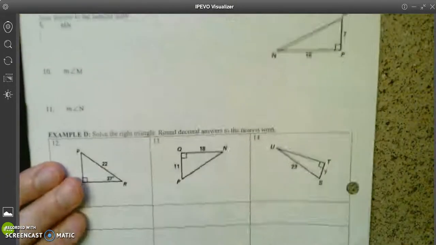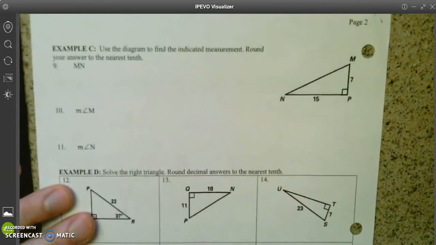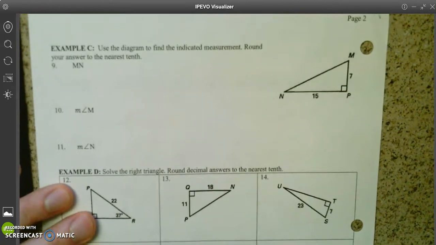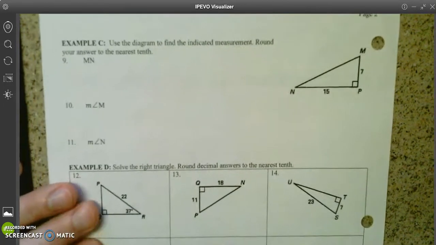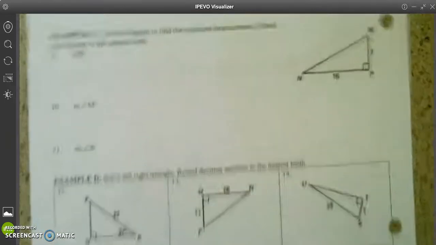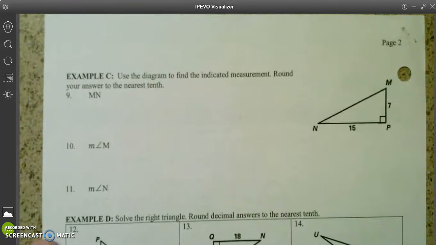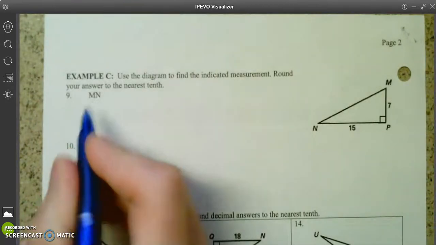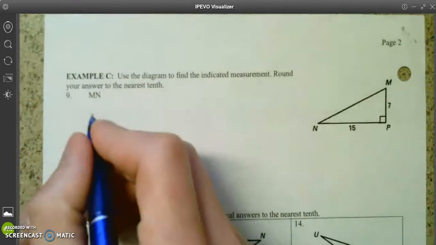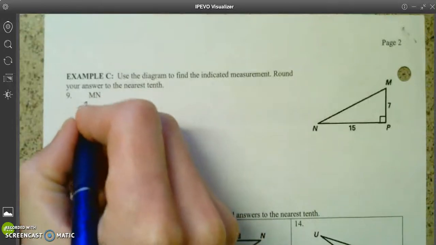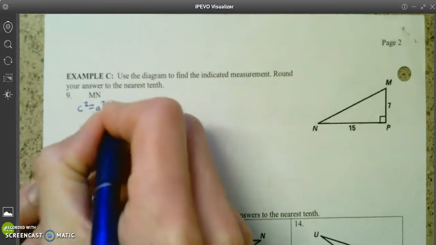If I flip over to the back, example C. For this one, we're going to use the diagram to find the indicated measurement and then round our answer to the nearest tenth. I'm just going to adjust my camera. There we go. It first asks what's the length of M to N, and because it's a right triangle, we can use the Pythagorean Theorem. So c squared equals a squared plus b squared.